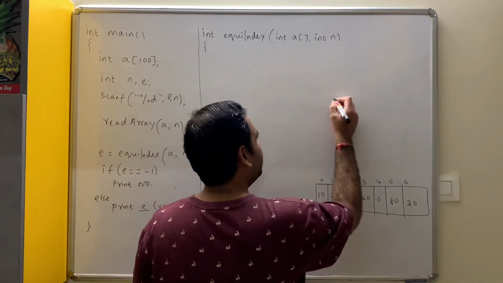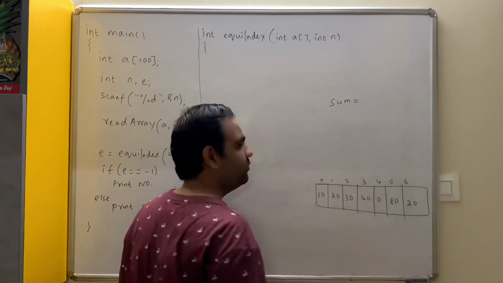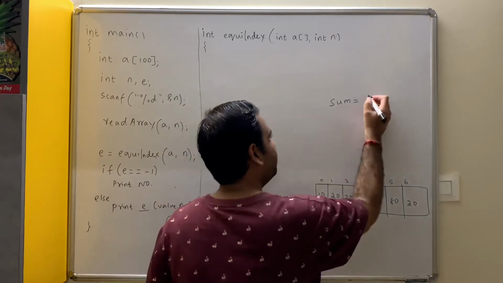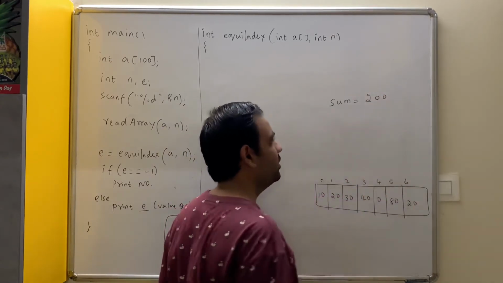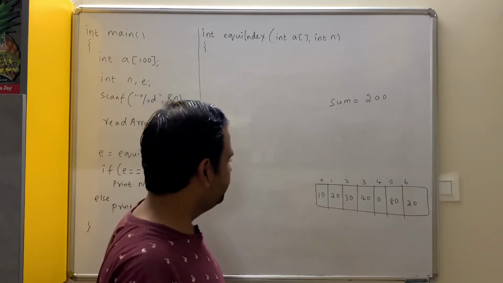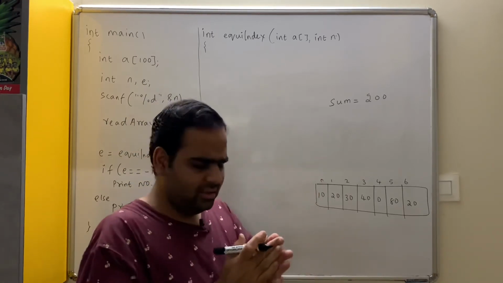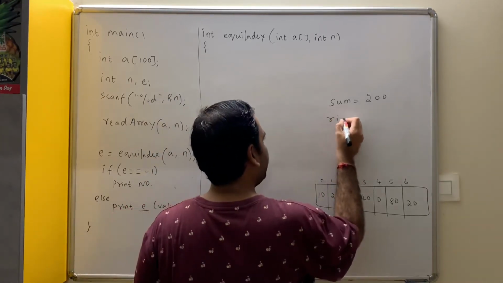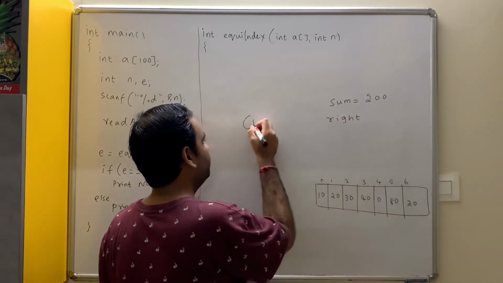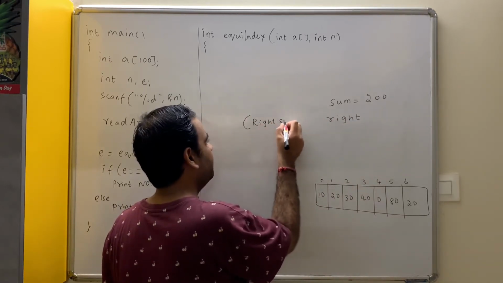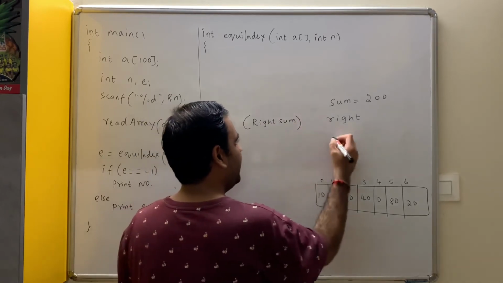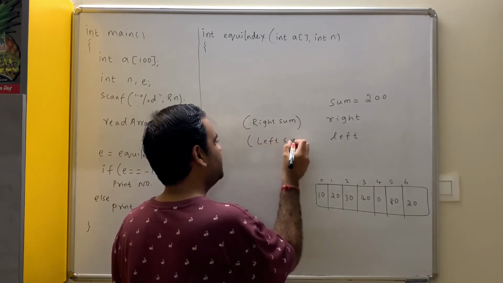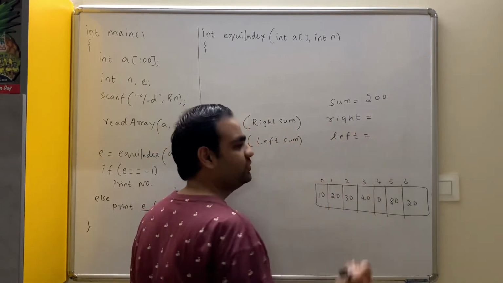What is the sum of this array? 10 plus 20, 30, 60, 100, 180, 200. The sum of this array is 200. Now, again I need the left sum and the right sum to use the cumulative frequency. I will take a variable called right, which means the right sum, and one more variable called left, which means the left sum.